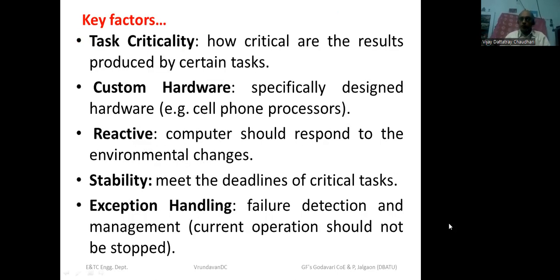Task criticality means how critical the tasks are, so that the result will be produced within a time. Custom hardware means specifically designed hardware, like a cell phone processor. Reactive computer should respond to the environmental changes and accordingly produce the result. Stability means the deadline should be met after execution of the critical task. Exception handling is somewhat like interrupt handling, but here failure detection and management is properly done in a real-time system without disturbing the current operation.